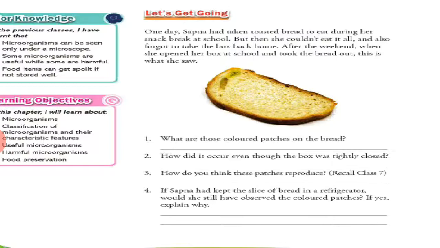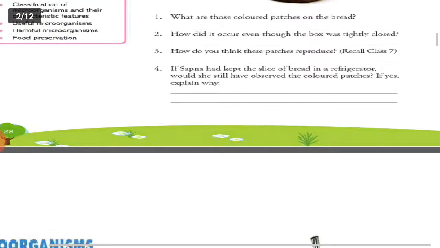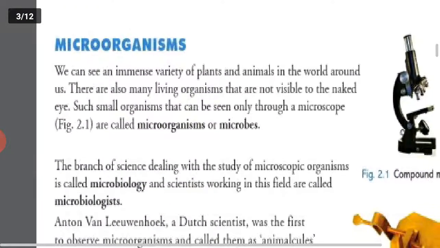You can do one thing. We have already discussed this activity also. Take a piece of bread, then add some water and keep that bread inside the box with some moisture and keep it tightly closed. Then you will see the same kind of changes take place in the bread. You have already studied this in class 7th also. That is due to the growth of microorganisms over there. Okay, let's study something about microorganisms.